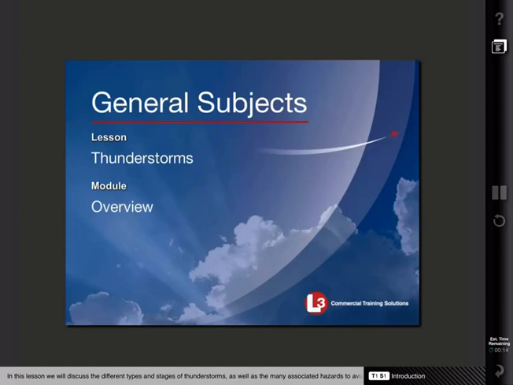and stages of thunderstorms, as well as the many associated hazards to aviation. In addition, we will discuss avoidance procedures and precautions for flight in and near thunderstorms.